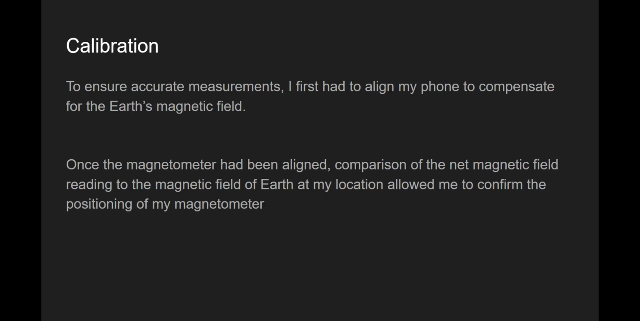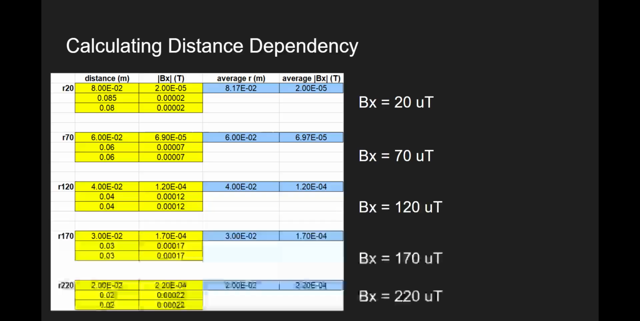To ensure accurate measurements, I first had to align my phone to compensate for the Earth's magnetic field. To do this, I slowly rotated the magnetometer until the X component of the net magnetic recording read 0. Once the magnetometer had been aligned, comparison of the net magnetic field reading to the magnetic field of Earth at my location, which in Atlanta is 48.6 microteslas, allowed me to confirm the positioning of my magnetometer.